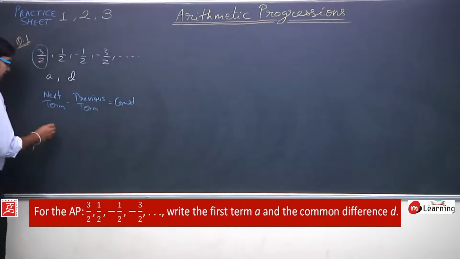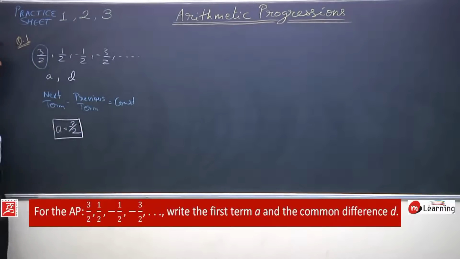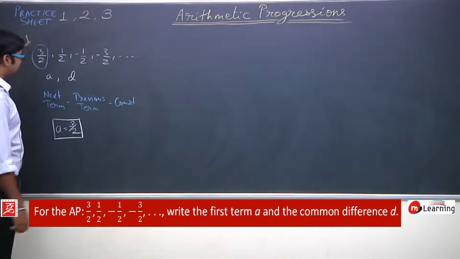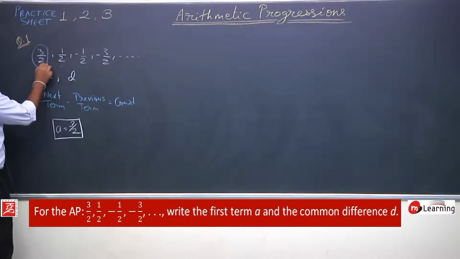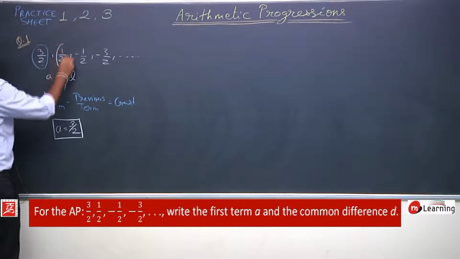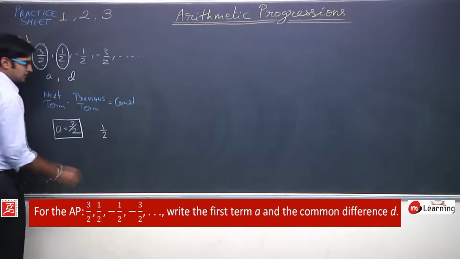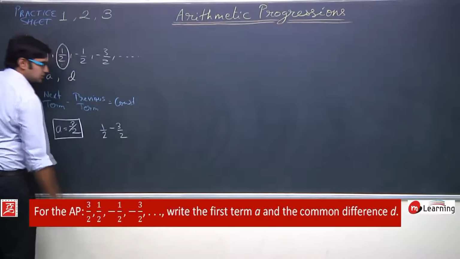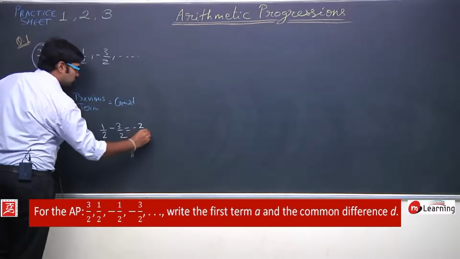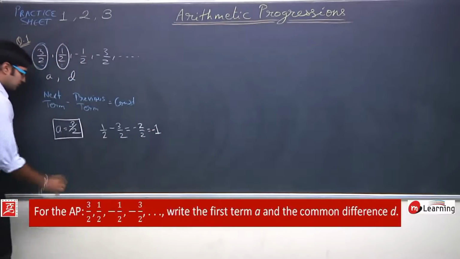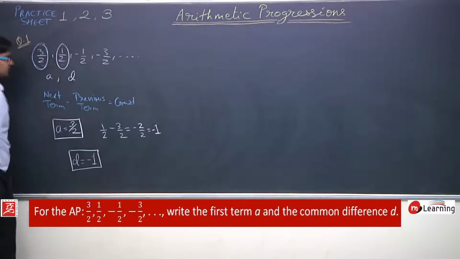So I will say A is equal to 3 by 2. A is equal to 3 by 2 is the first term. And what is the common difference? To check the common difference, you can subtract the first and second term. Second term is 1 by 2, first term is 3 by 2. Just subtract these two terms, second term minus first term. 1 by 2 minus 3 by 2 will give you minus 2 by 2, that is minus 1. So the common difference D for this arithmetic progression is minus 1.